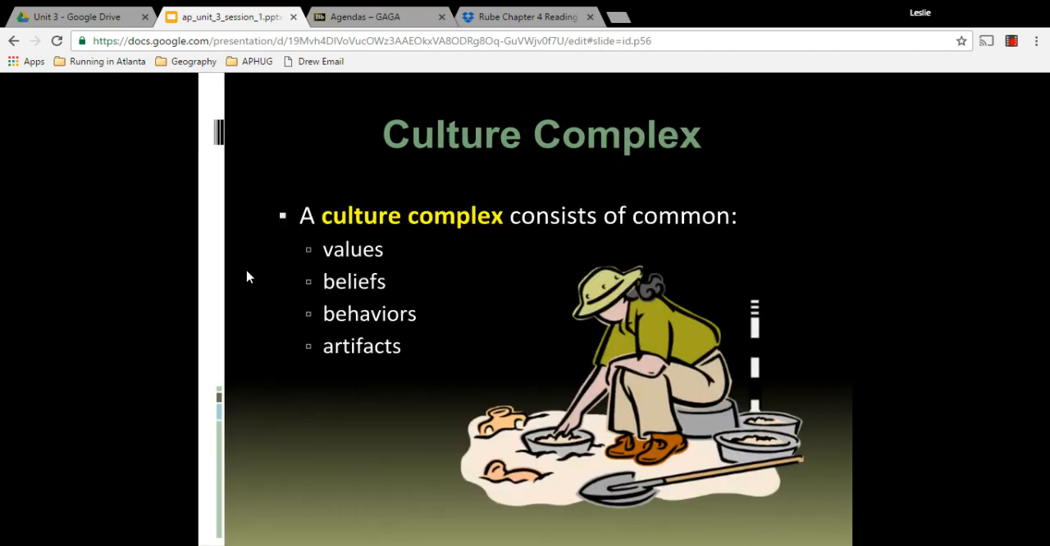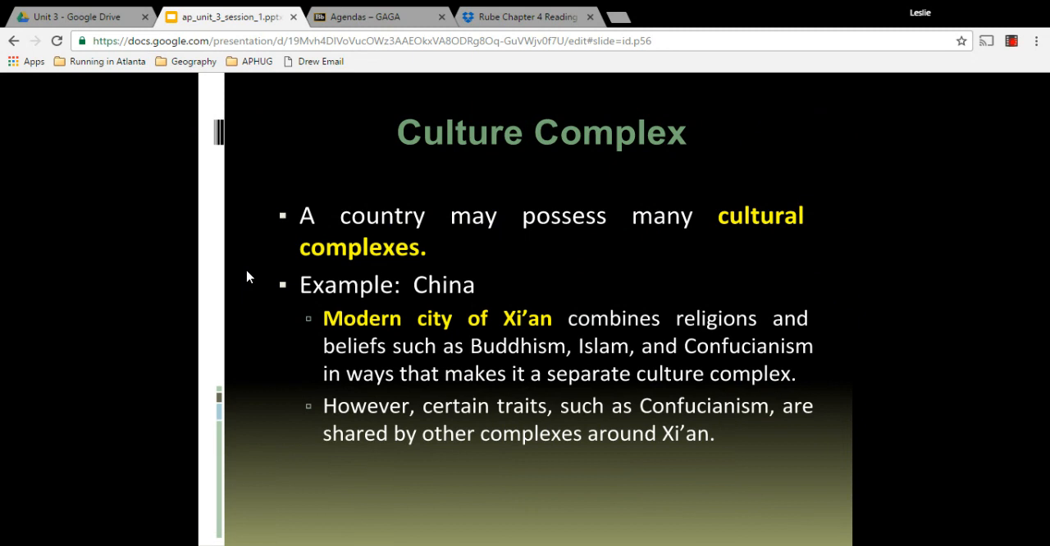A culture complex consists of common values, beliefs, behaviors, and artifacts. So culture complex is essentially a combination of material and non-material culture.